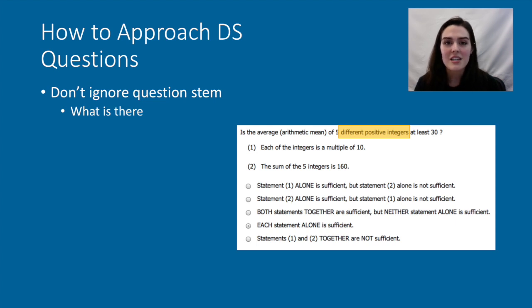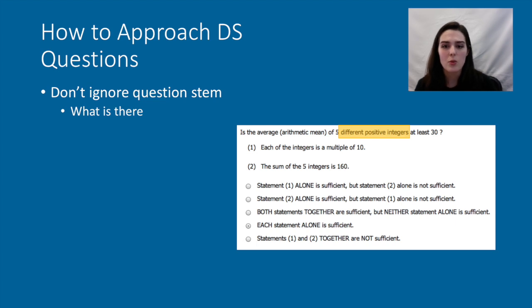So if you miss that key piece of information, you're gonna get this question wrong. So let's look at an example of where there's a key piece of information in that question stem that is pivotal to getting this question right. So here we've got, is the average or arithmetic mean of 5 different positive integers at least 30? Now here we actually have 3 key pieces of information. We have different, positive, and integers.